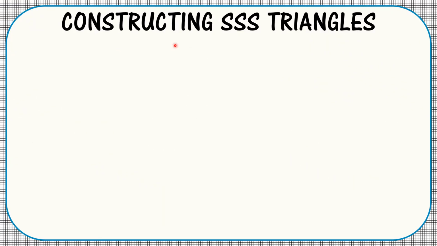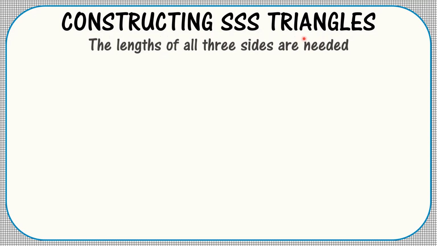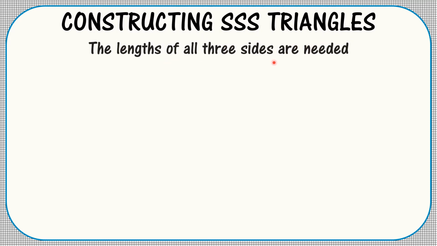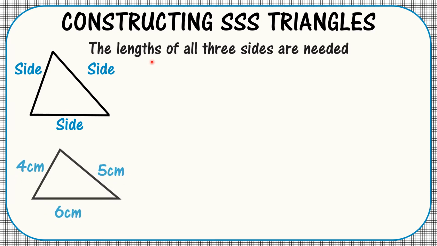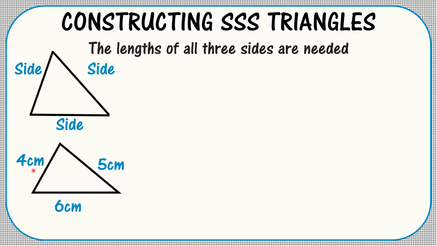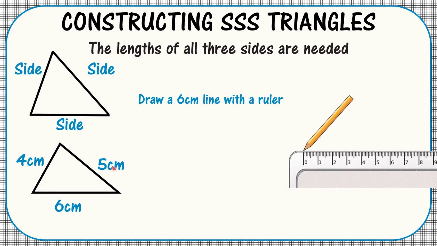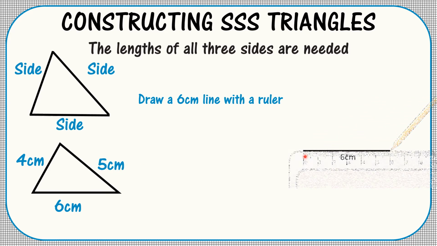The next type of triangle we'll be constructing are side, side, side triangles. So the length of all three sides are needed. So in this triangle we have side, side, side. So if you have all three sides, we can construct this triangle. We have a triangle of 4 centimeters, 6 centimeters, and 5 centimeters. What you would do is draw a 6 centimeter line with a ruler. So you measure out 6 centimeters and draw the line accordingly.